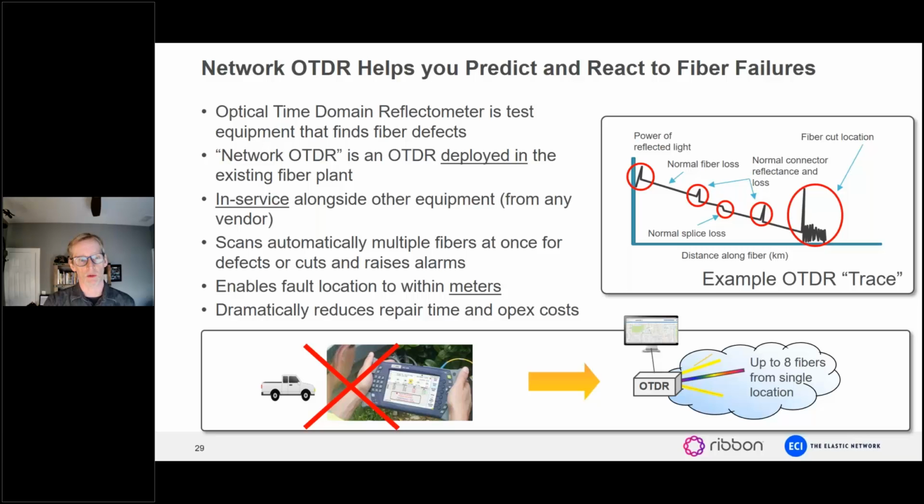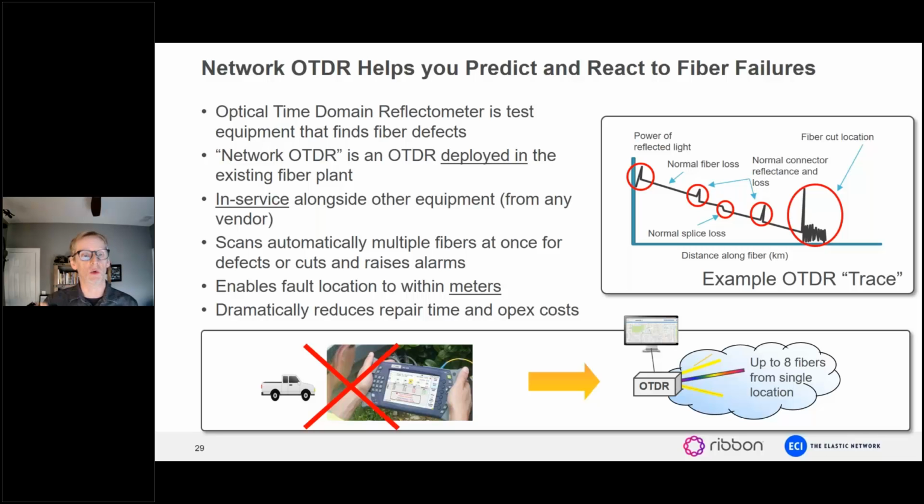A network OTDR is a nice piece of technology that is an OTDR, but it's deployed right in your existing fiber plant. And the beautiful thing about this is you deploy it in service alongside any other kind of equipment that you may have on that fiber, SONET equipment, Ethernet equipment, whatever. Even if it's from another vendor, you can deploy this solution right alongside that. You control it with software remotely, and it will automatically scan multiple fibers at once for defects or cuts, and it'll raise alarms if the fiber's been cut.